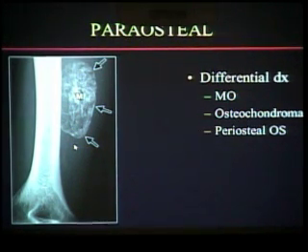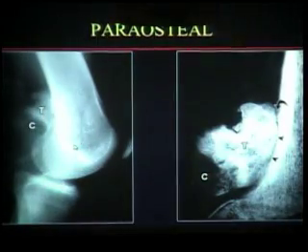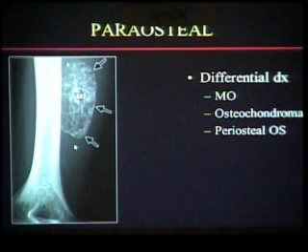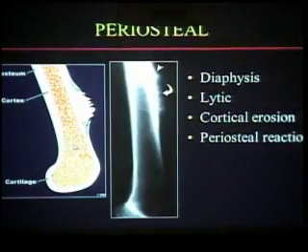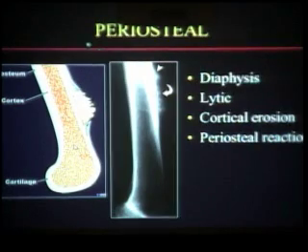The differential diagnosis, as was said, is myositis ossificans or heterotopic ossification. In heterotopic ossification, the maturation process starts in the periphery, whereas in osteosarcoma it starts in the center of the lesion. And with this parosteal, you may see a lucent line separating the mass from the bone. In periosteal, you will never see this one.